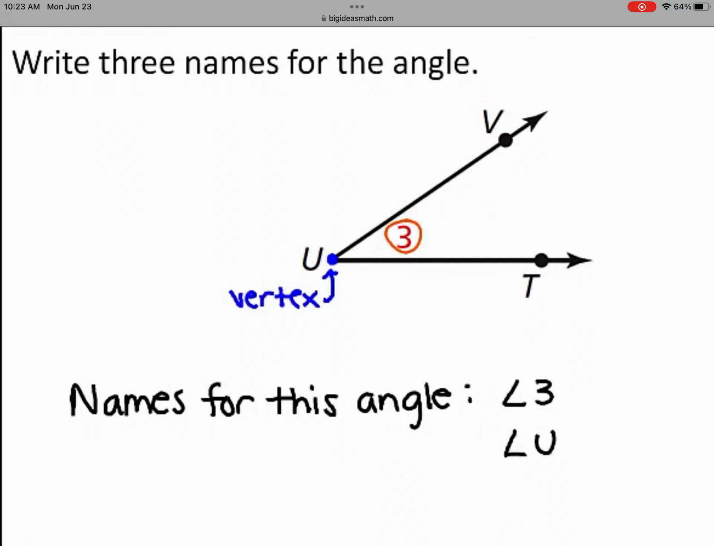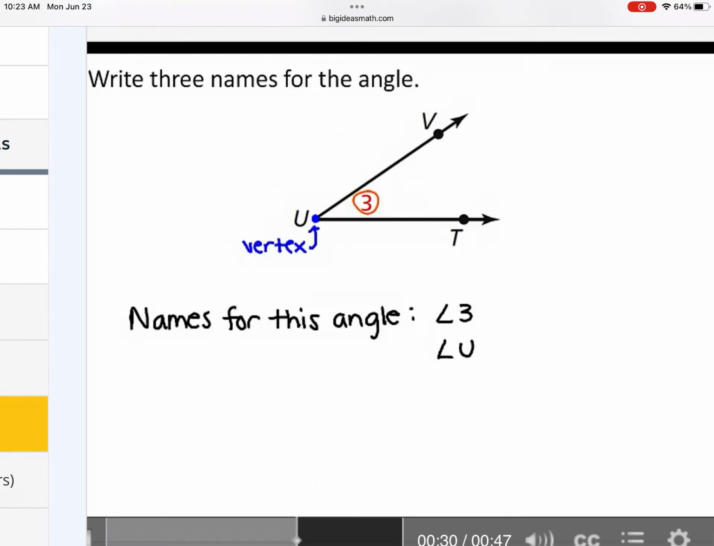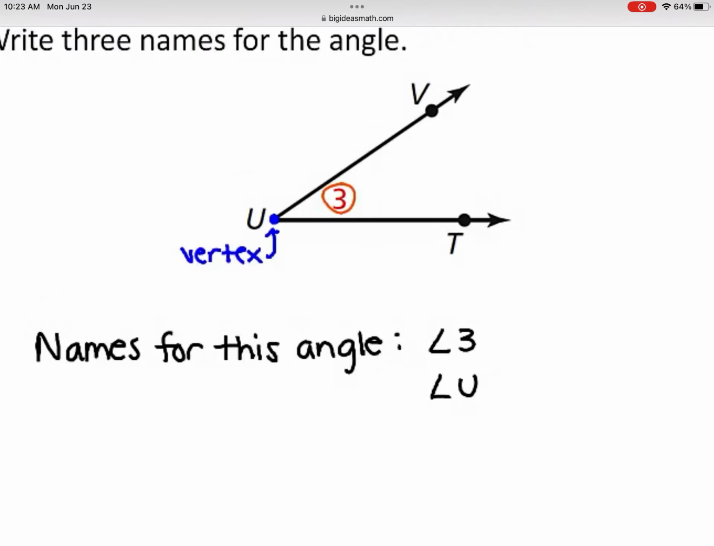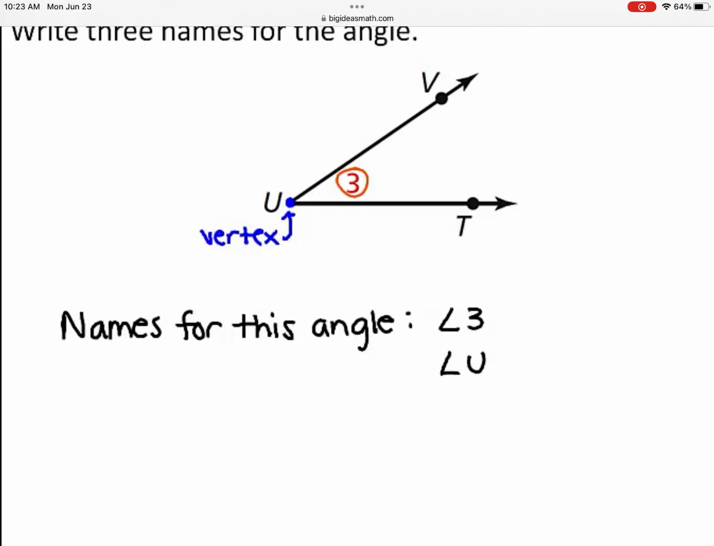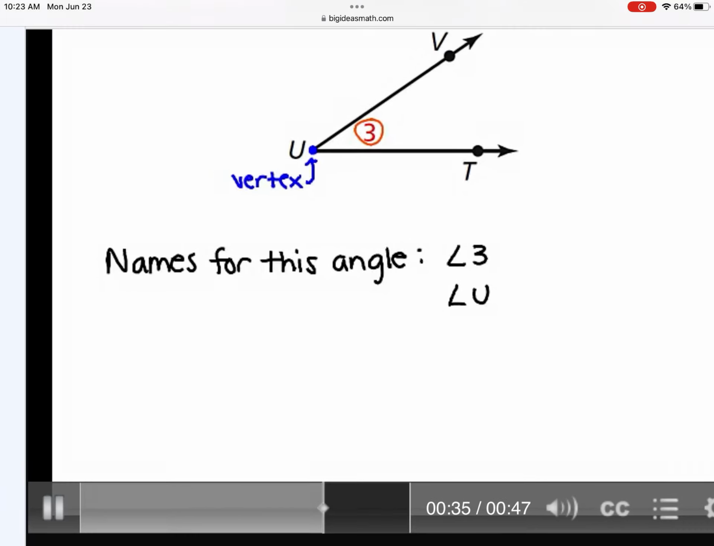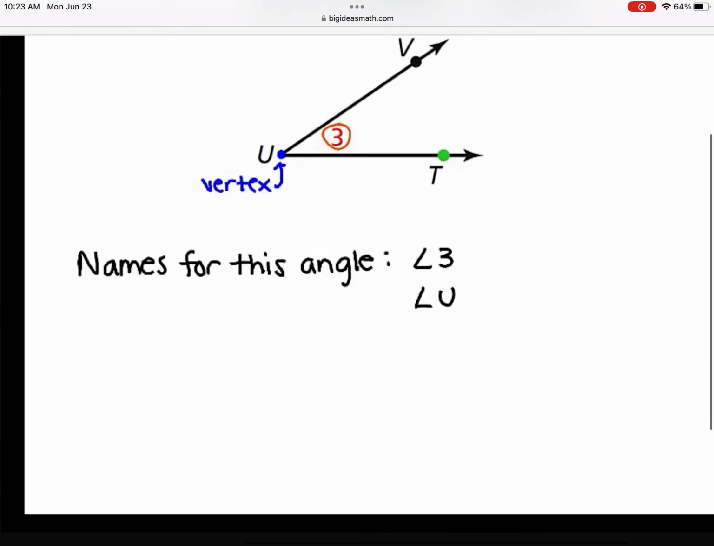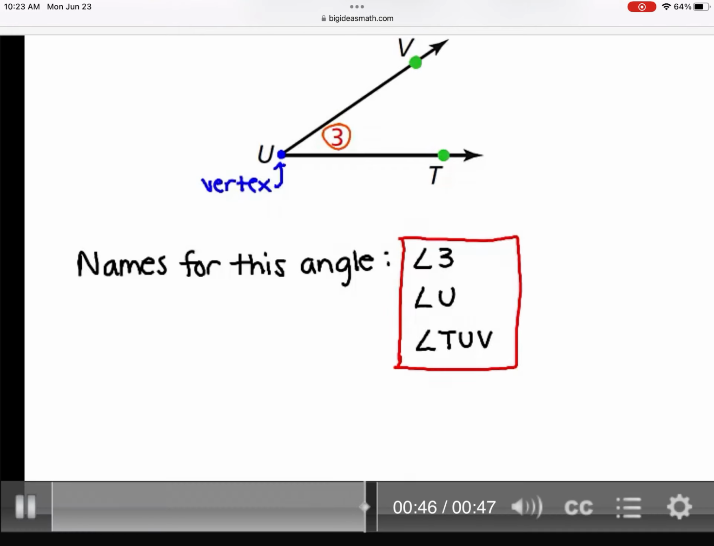A third way to name an angle is to use a point on each ray and the vertex. In the given angle, a point on the first ray is T, and a point on the second ray is V. So, a third name for this angle is angle TUV. This gives you 3 names for the angle.